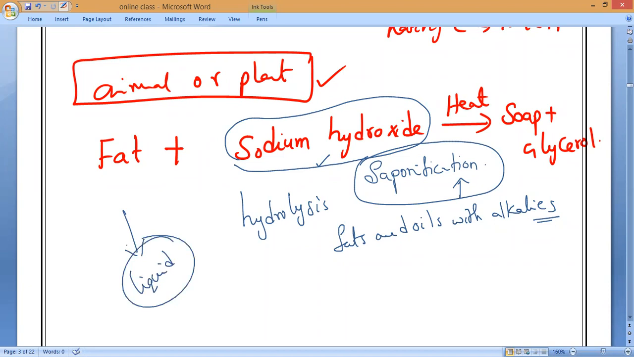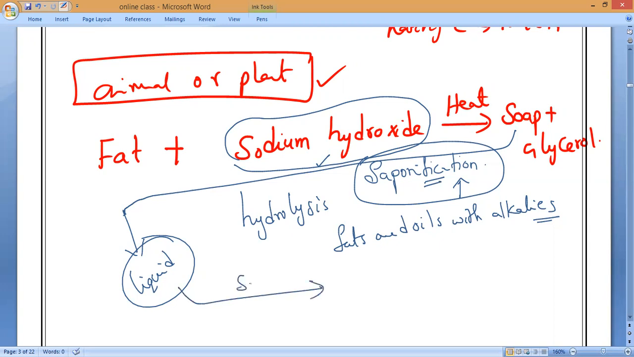But if you have noticed, the soap we use in our toilet and all, is it in liquid state or solid state? What soap are you using, guys? Liquid soap or solid soap? Solid. Saponification basically gives us a liquid one.